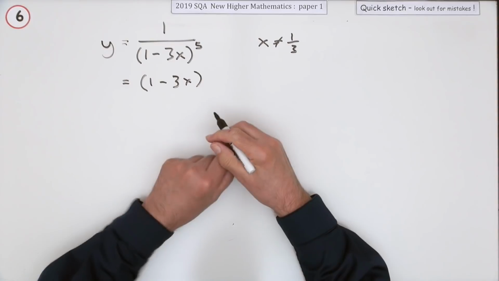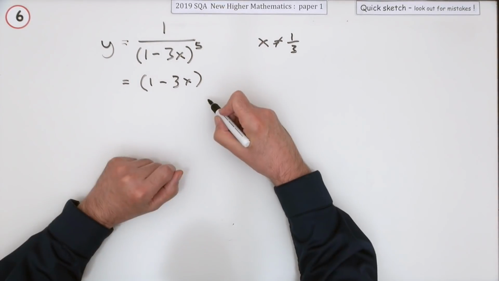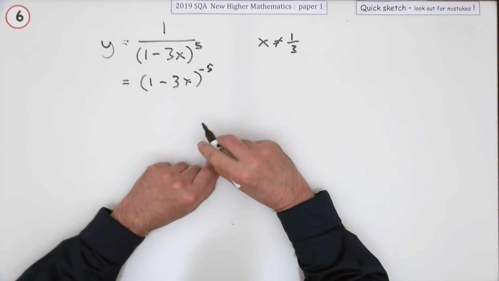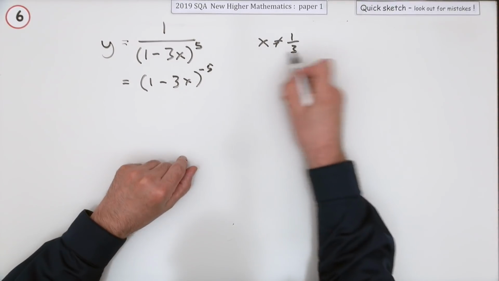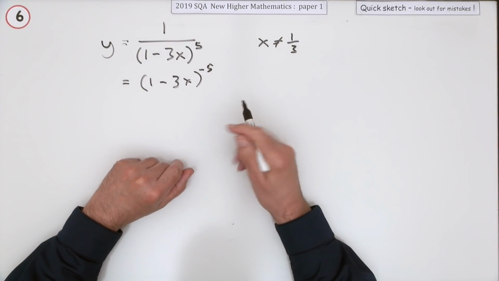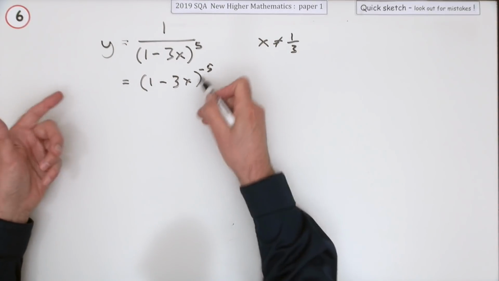Don't have the term involving x, have x in the denominator, bring it up to the top. If it's power 5 underneath, it'll be power negative 5 on top. And don't let that little bit put you off. That's just a little disclaimer because you couldn't have x equal to a third because then the denominator would be 0 and you can't divide by 0. Stop. That's probably the first mark, bringing it up.